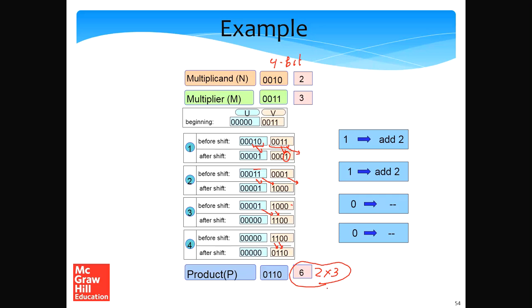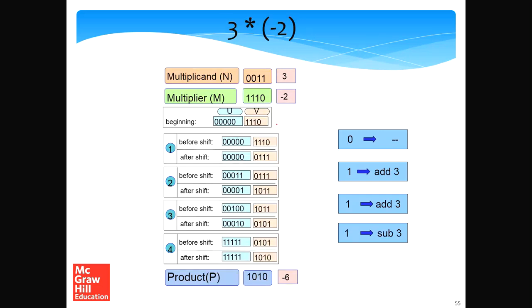And how is this happening? We are considering each bit of the multiplier, and based on that we are either adding the multiplicand to the partial product, or we are doing nothing if the bit is 0. Let us now consider the more complicated example where the multiplier is negative.